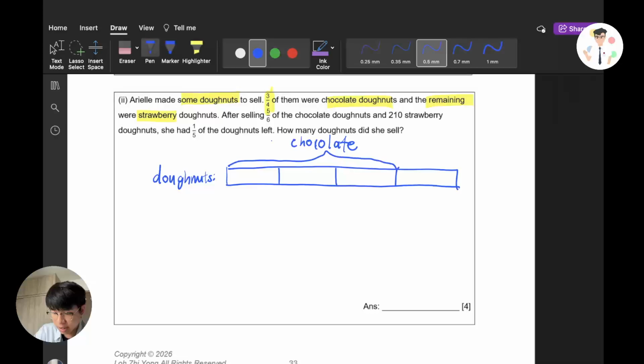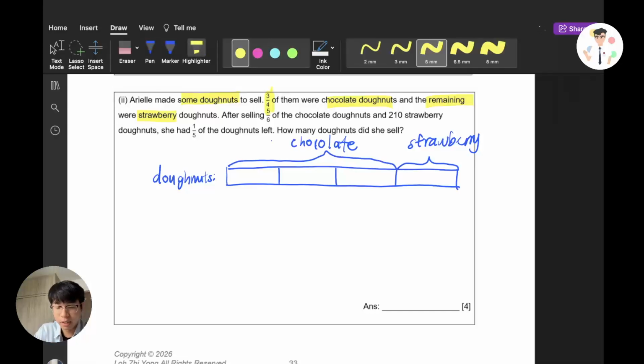Here are chocolate. Then here will be strawberry. Now, what happened here is the key thing. Up to here, I believe all of you can do it. But this part will be slightly a bit more interesting. Now, here says, after selling 5/6 of the chocolate donut.